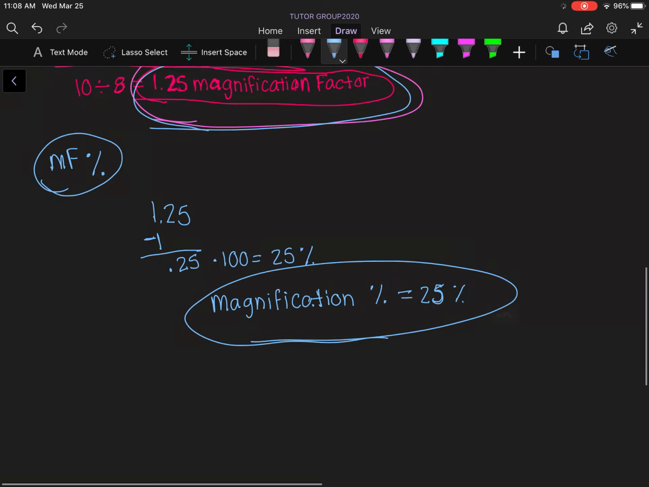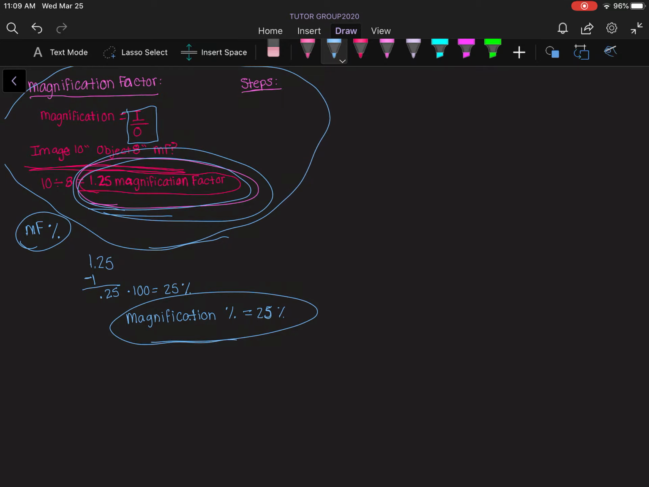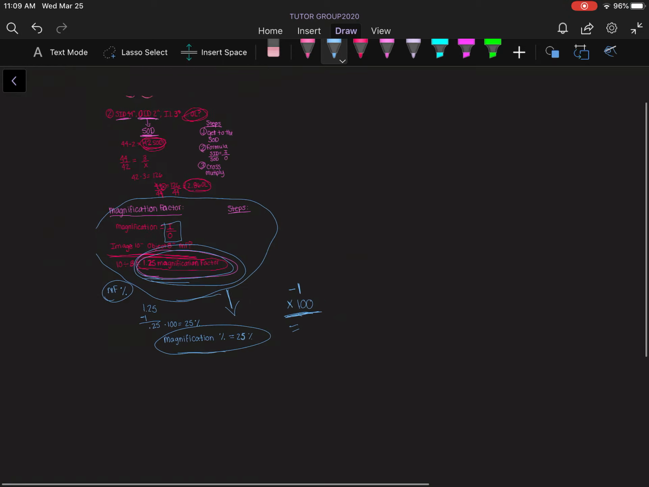So remember, whenever you're looking for the magnification factor, this is how you're going to do it: you do I divided by O. Then, if it asks for your percentage, you subtract 1 from it, and then multiply by 100. That will give you your answer.